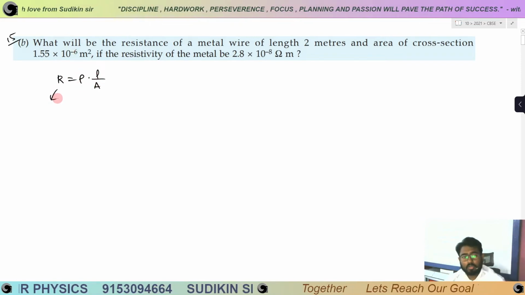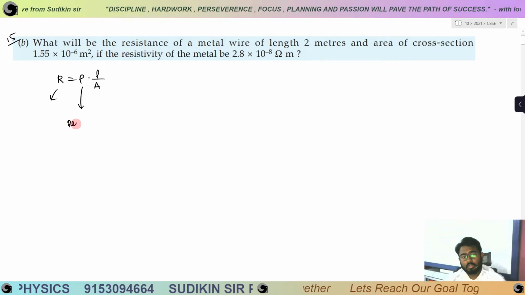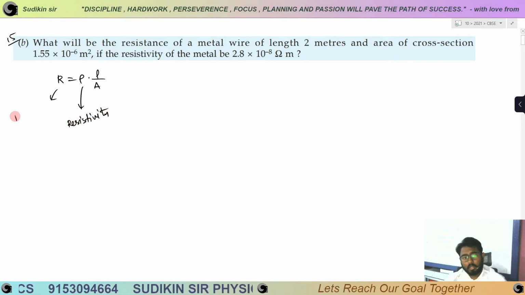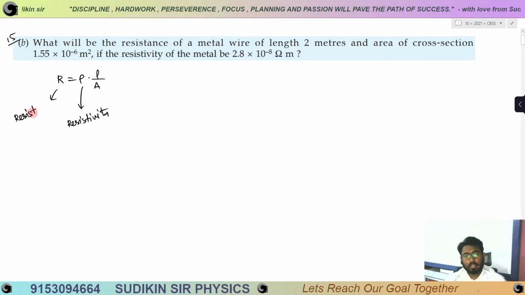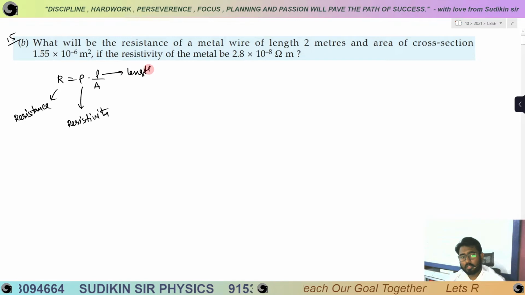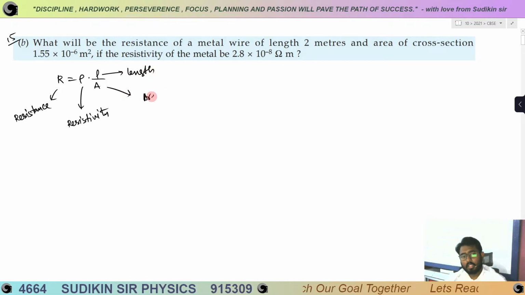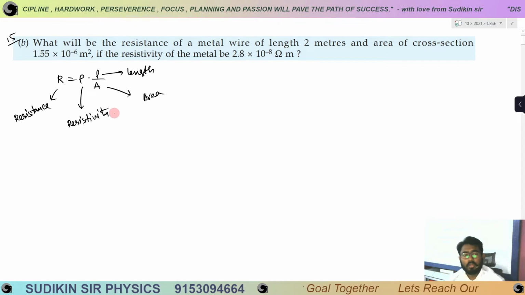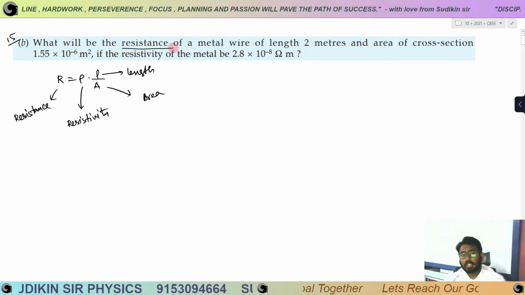What is rho? Rho is resistivity. What is R? R is resistance. What is L? L is length of the conductor. What is A? A is area of cross section, right? So according to the question, we have been told to find the resistance, right?